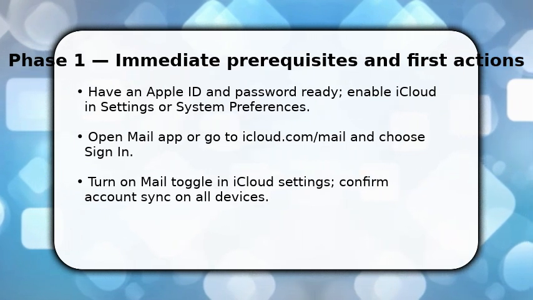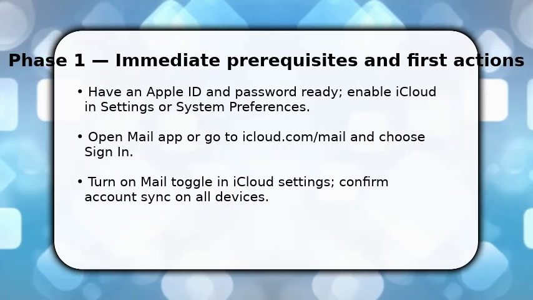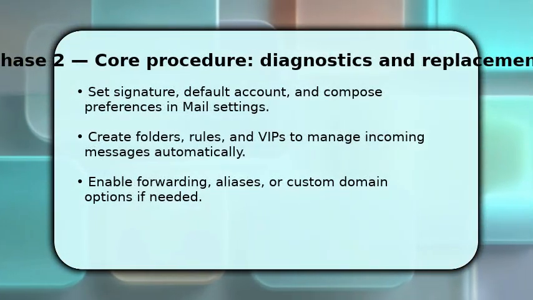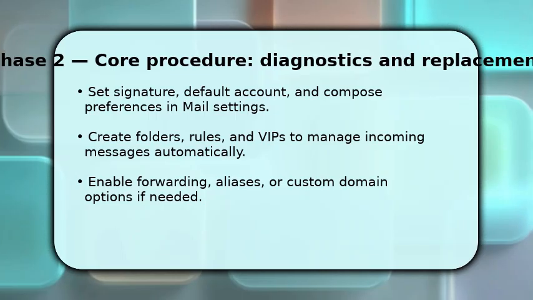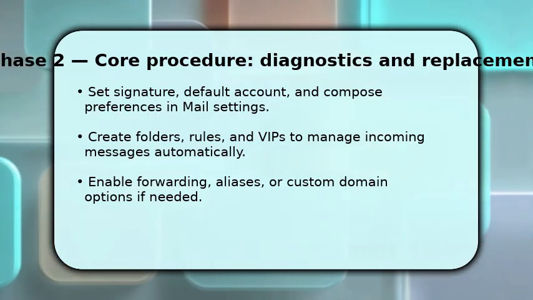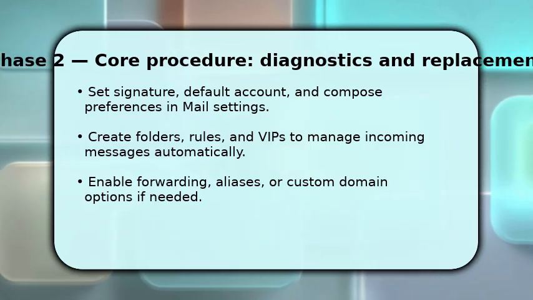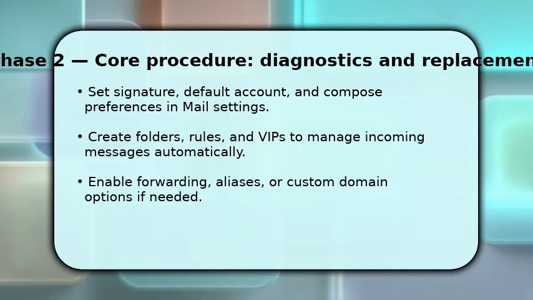Next, we configure organization and sending options. Now you refine how iCloud Mail behaves. In Mail settings, set your signature, choose the default sending account, and pick Compose preferences like format and threading. Then create folders and rules to auto-sort messages. Add VIPs for priority alerts so important senders stand out.